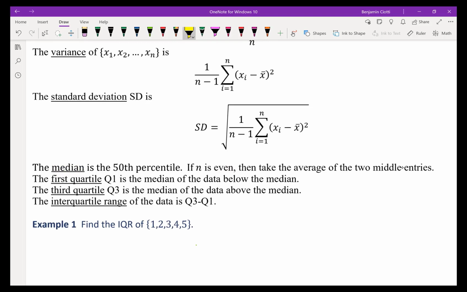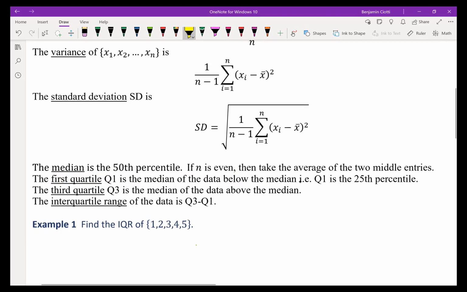Another point about the median is that it sometimes helps to sort your data in increasing order in order to find the median. Then, once you're able to find the median, you can find the first quartile. That is simply the median of all the data that's below the original median of the data. In other words, Q1 is the 25th percentile.